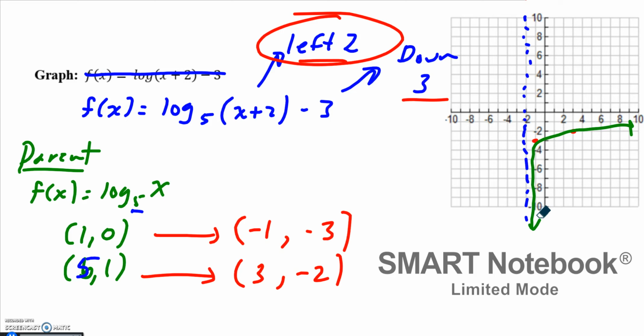So to summarize here, whenever you're given a log function, I would think of the parent function first, write down the 2 coordinates that go with it, and then consider the transformations between the 2. And again, in the next video, I'm going to reiterate to you why these 2 points actually occur, because of the definition of a log.